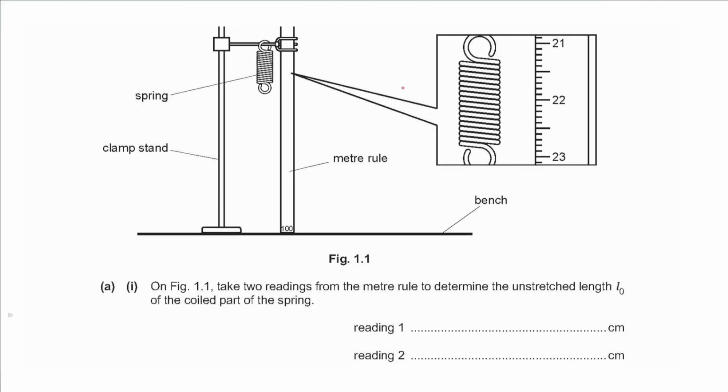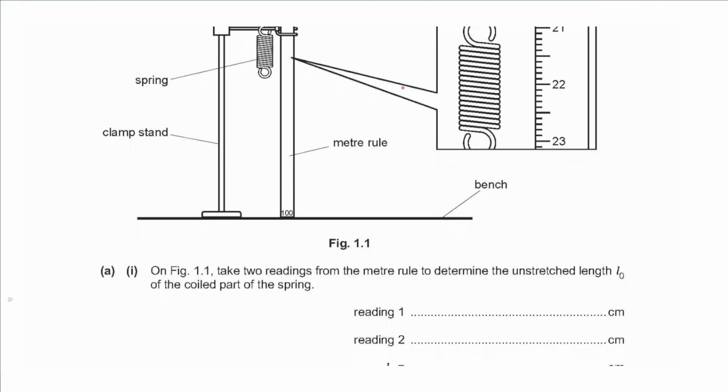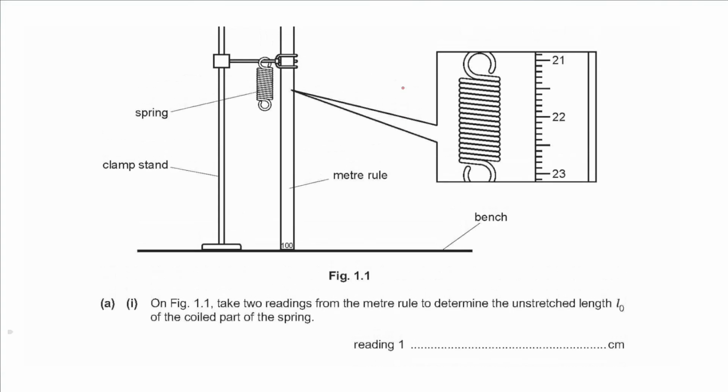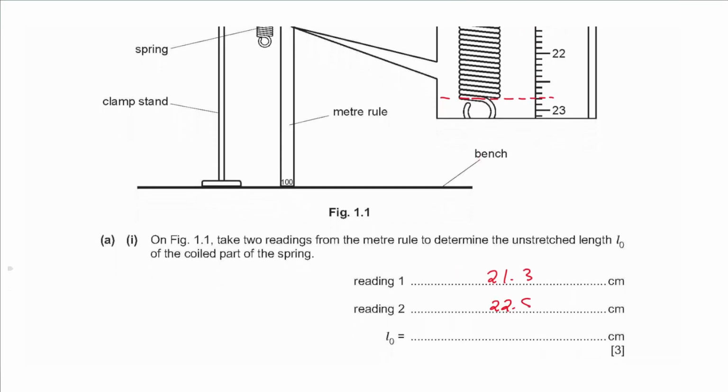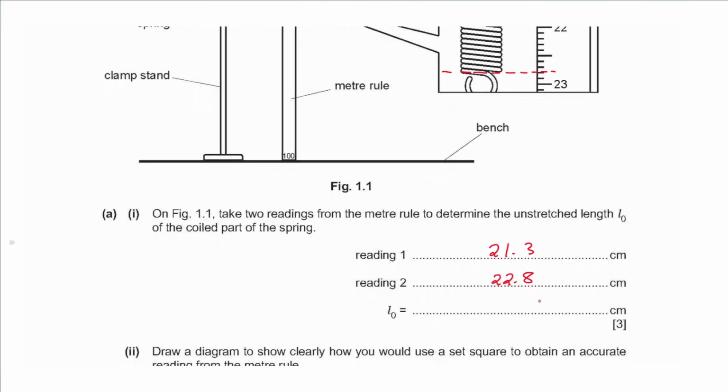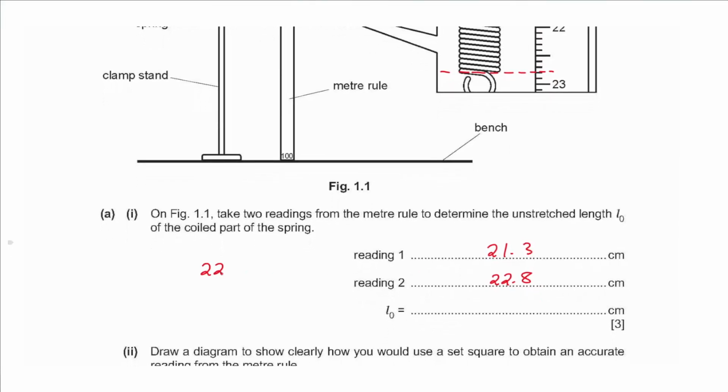On figure 1.1, take two readings from the meter rule to determine the unstretched length L0 of the coiled part of the spring. So the coiled part of the spring starts at this part, which is at 21.3. So the first reading is 21.3 centimeters. And it ends at this point here, which is at 22.8. So we write down 22.8. And for the distance between these two values, we subtract 22.8 minus 21.3. That gives an answer of 1.5 centimeters.